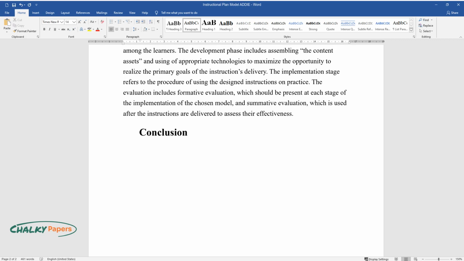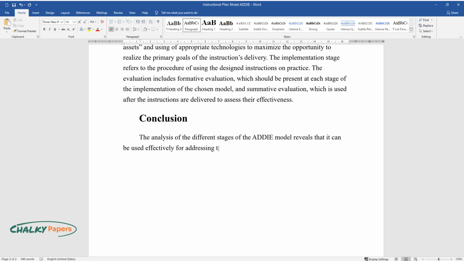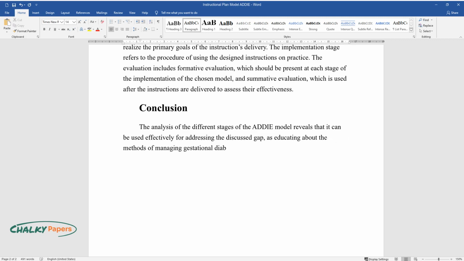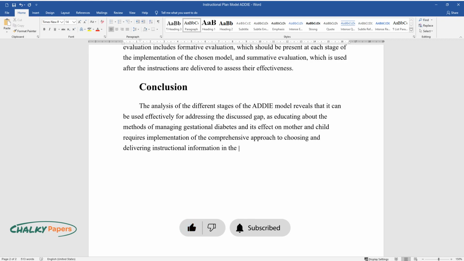Conclusion. The analysis of the different stages of the ADDIE model reveals that it can be used effectively for addressing the discussed gap, as educating about the methods of managing gestational diabetes and its effect on mother and child requires implementation of a comprehensive approach to choosing and delivering instructional information in the most efficient way.